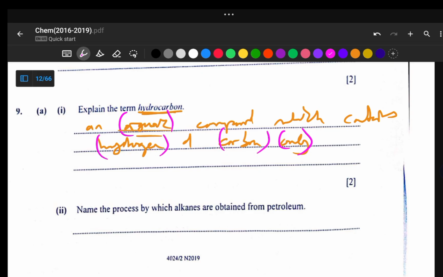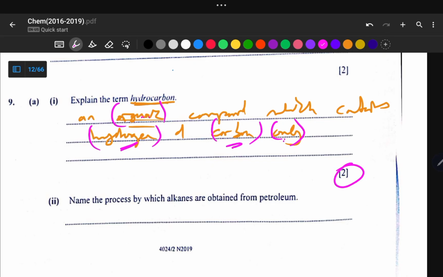They are very, very important in your definition. We are having an organic compound containing hydrogen and carbon only, and it is awarded 2 marks. So the next question says, name the process by which alkanes are obtained from petroleum. So we are simply going to have cracking. So you must know cracking inside out.